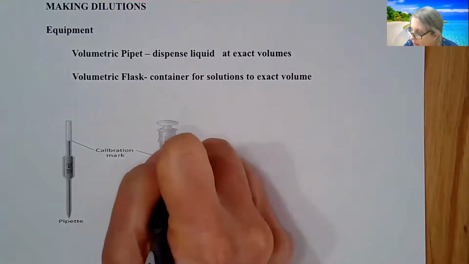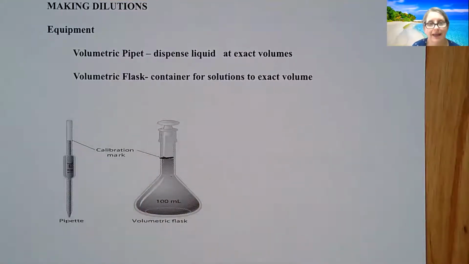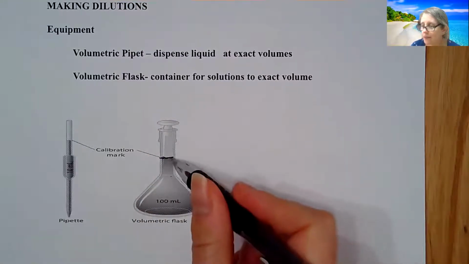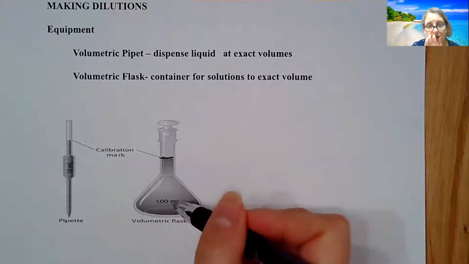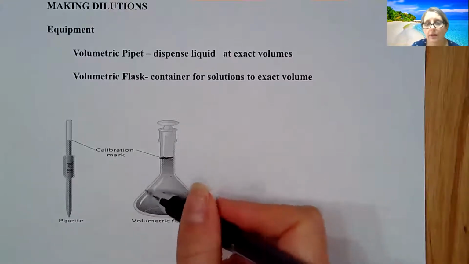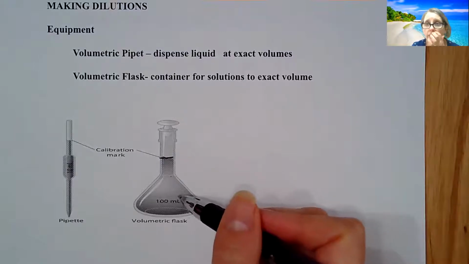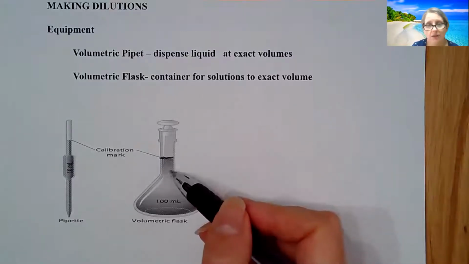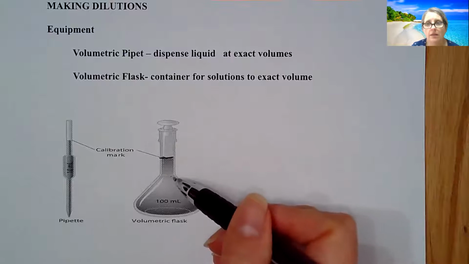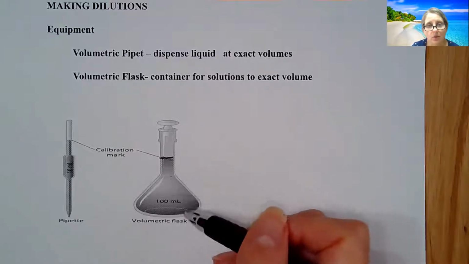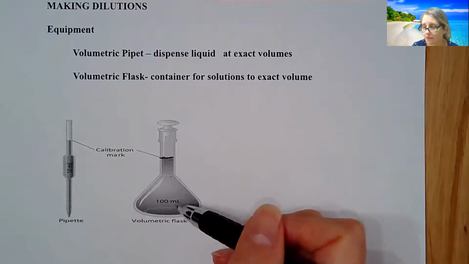In this particular picture, they call it a calibration mark. So if you fill up a liquid up to that level, that's going to be exactly 100 milliliters or whatever the size of the volumetric flask happens to give you. That's very important if you are putting a solid into there and then you're adding water, because the solid will add some volume to it. So that will compensate for that.